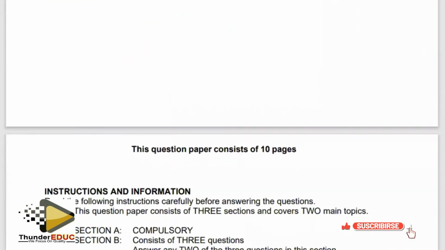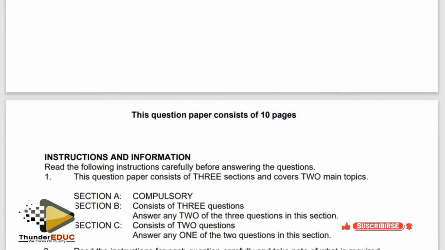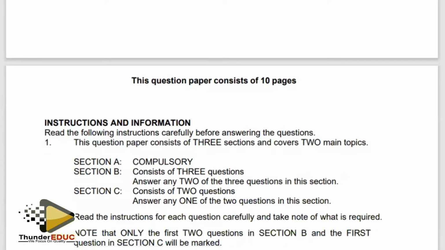So it has the following instructions. As usual, you must be used to these instructions. Yes, it has 3 sections as usual. Section A, which is always compulsory. Section B, which consists of 3 questions, and you're supposed to always choose 2 questions.